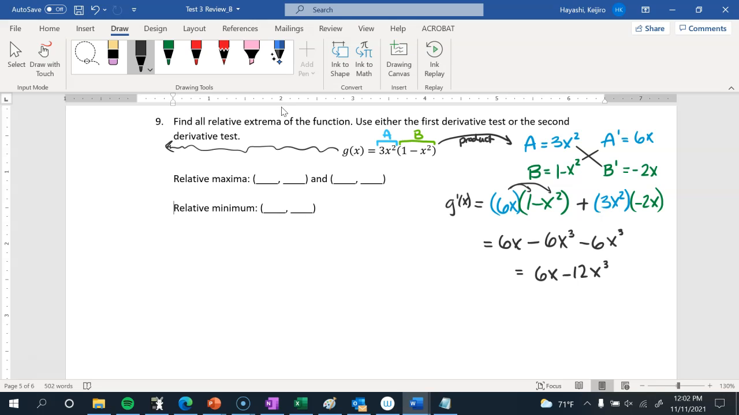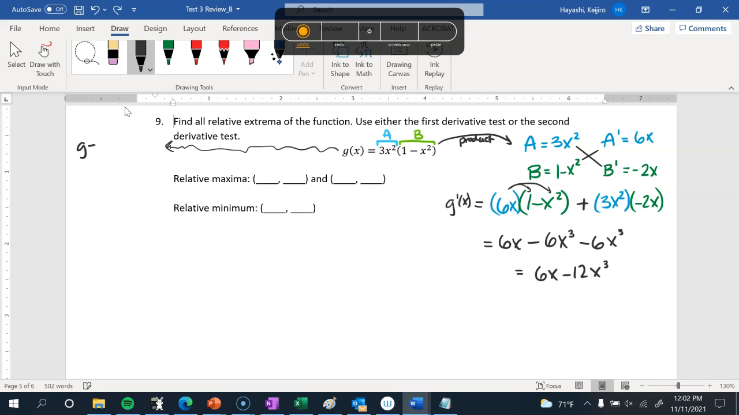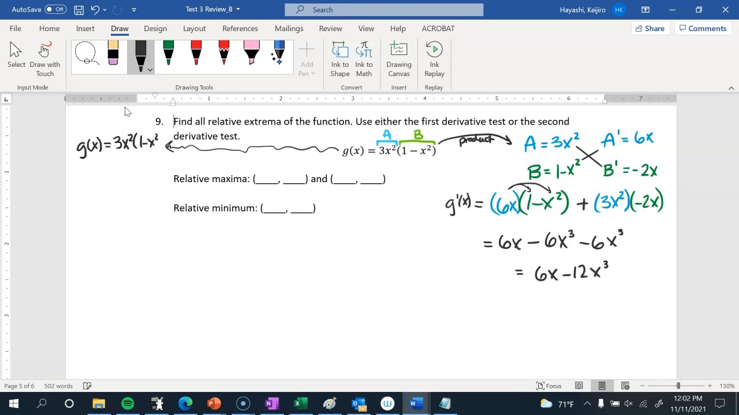But since these are both polynomials, you can actually just, g of x being 3x squared times 1 minus x squared, distribute this, getting yourself 3x squared minus 3x to the fourth, and take the derivative of that instead, and get, as if by magic, 6x minus 12x cubed, power rule for both terms, which is the same derivative as you got this way. So either way, that's the derivative, right?